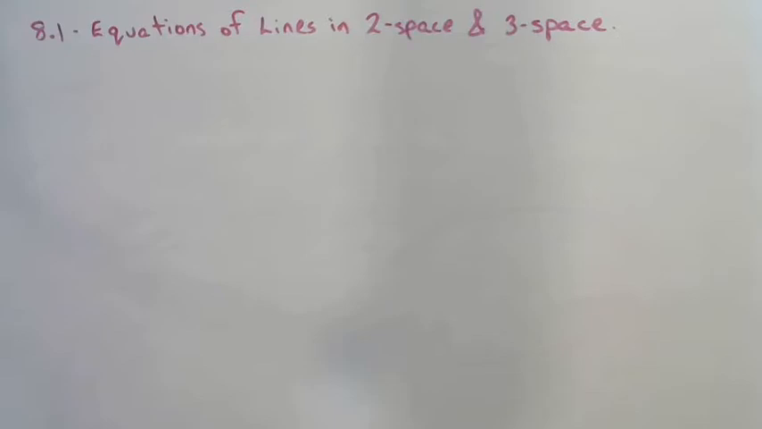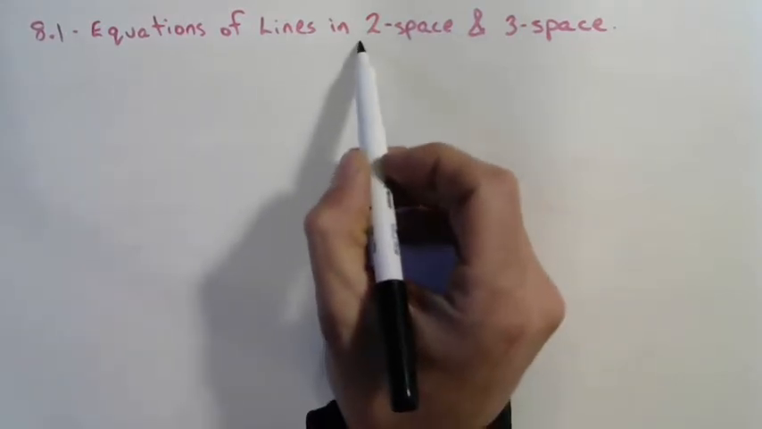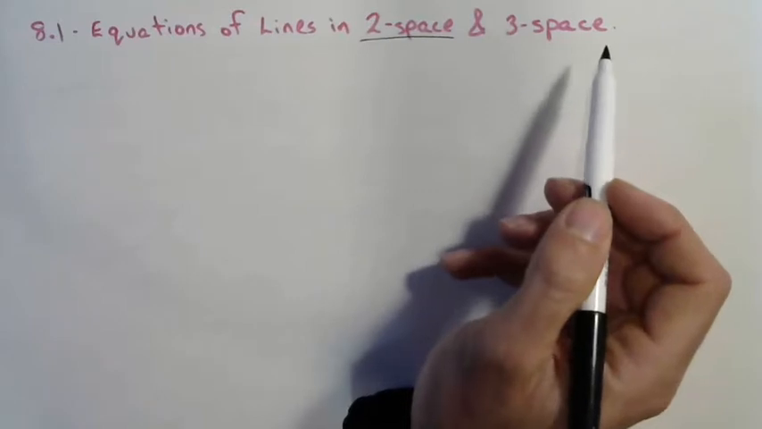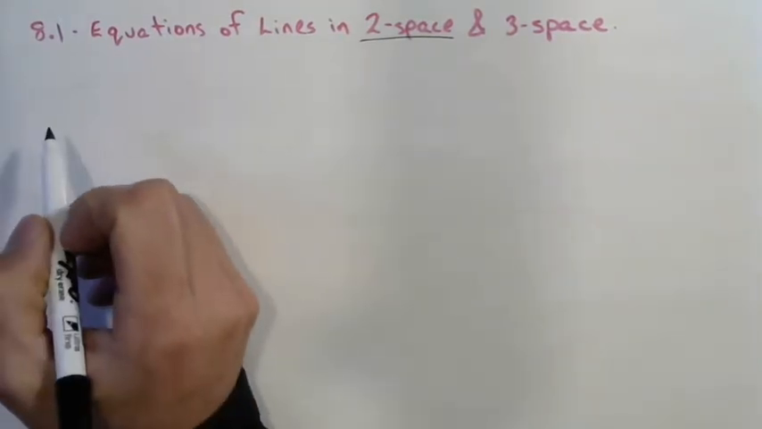Welcome to lesson 8.1. This is our last chapter of the course, and so I hope you're ready. 8.1, equations of lines in 2-space and 3-space. We're going to start by talking about equations of lines in 2-space, and do 3 examples, and then move on to 3-space.